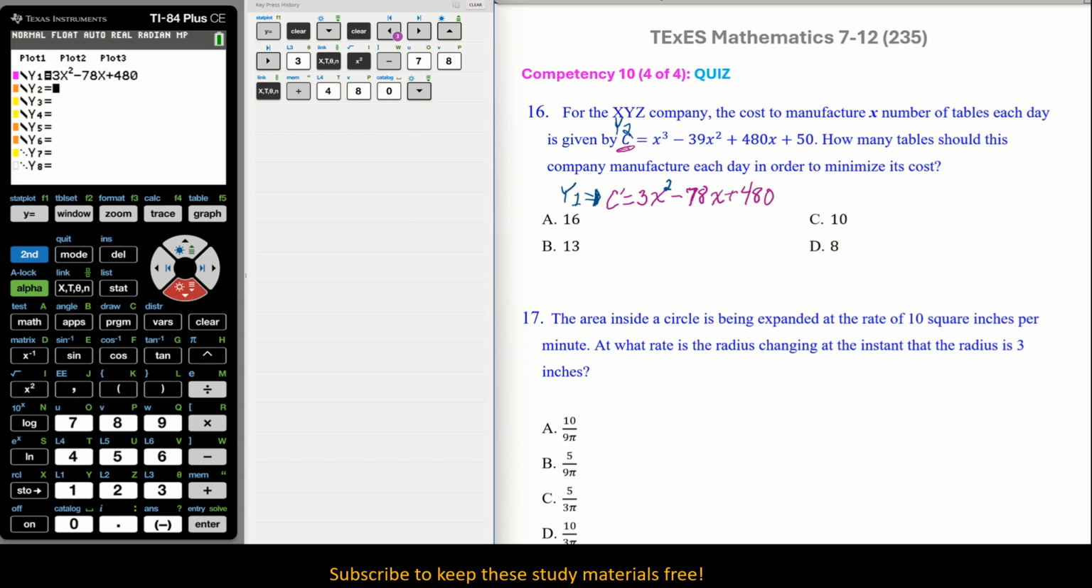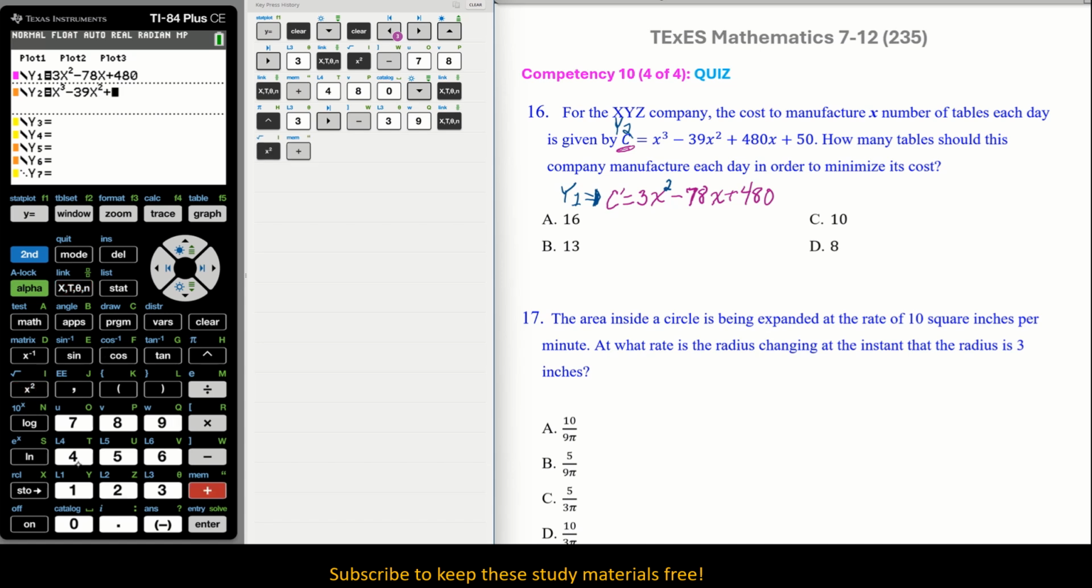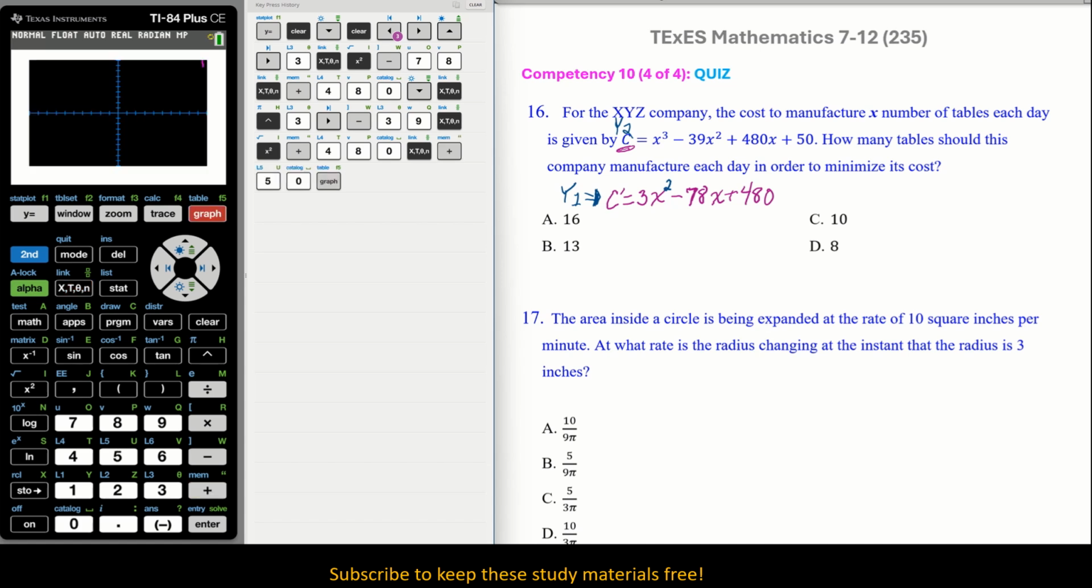Now let's just put in the given cost function. So x carried up to the third, we have to arrow over, and that is minus 39x squared, and then plus 480x, and then plus 50. All right, let's graph that. See, it's off. You have it on the edge. We can move that over and get a glimpse.